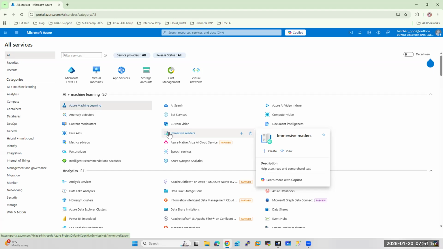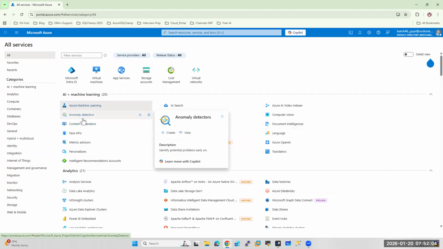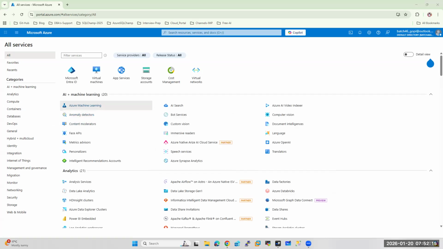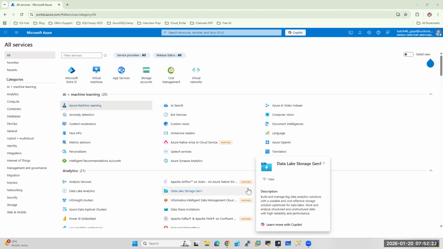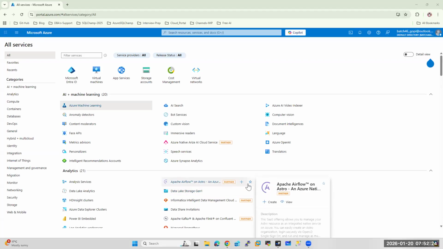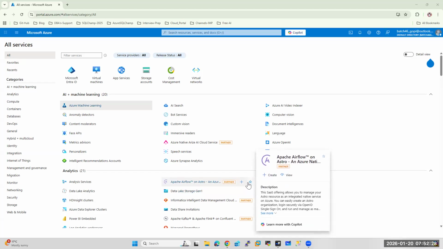Subscription is the first, top level hierarchy. So subscription is a container, which holds all the services you are going to deploy. It can be Azure SQL database, ADF, storage account, VM, Databricks, Postgres, MySQL, machine learning, artificial intelligence, IoT applications, any applications, whatever you are doing, under the subscription only you are going to deploy it.